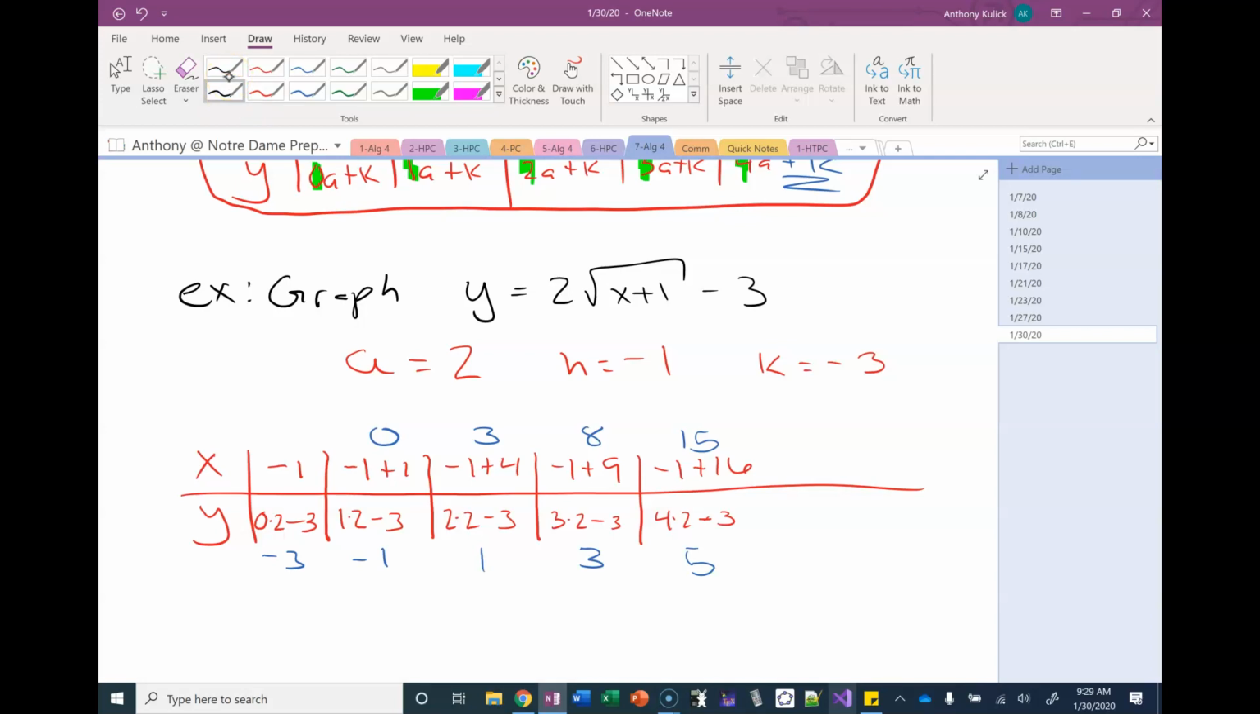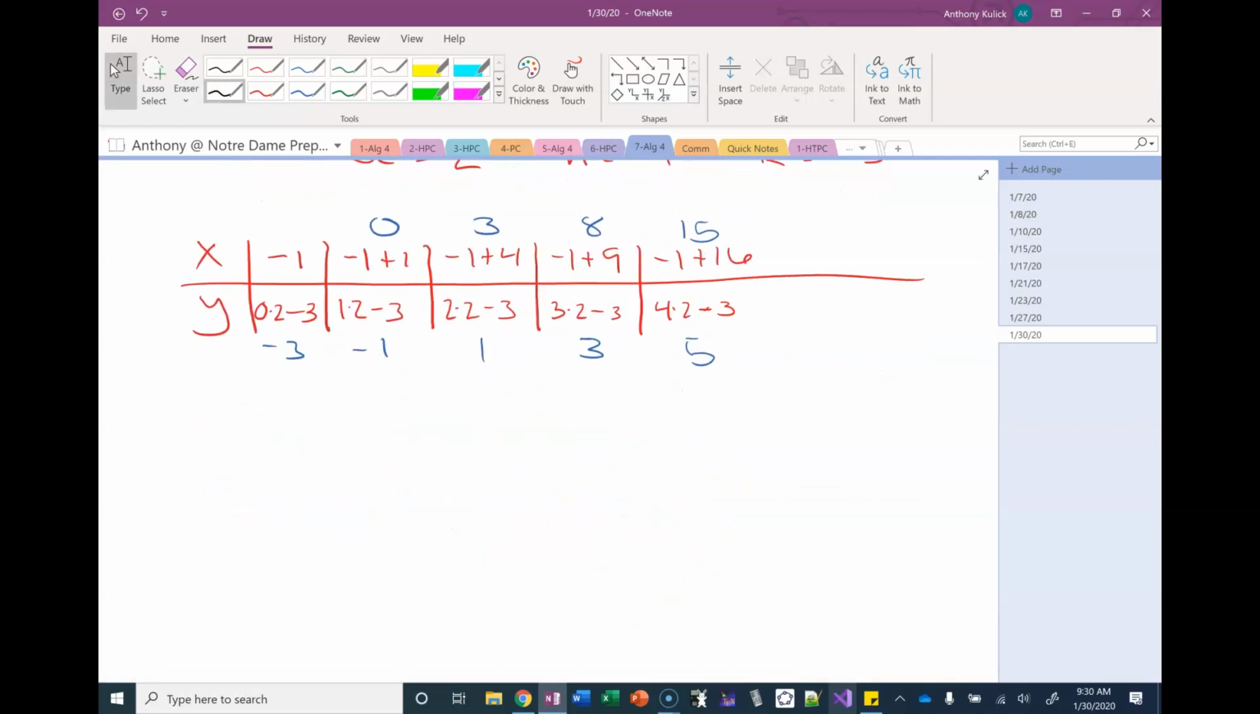Is everybody okay there, Matthias? So h comes from in here. h is going to be the opposite sign of whatever number is being added or subtracted to the x. So that was x minus 1. Correct. Are we good with how I've found the points for my table? Now we need to plot our points.